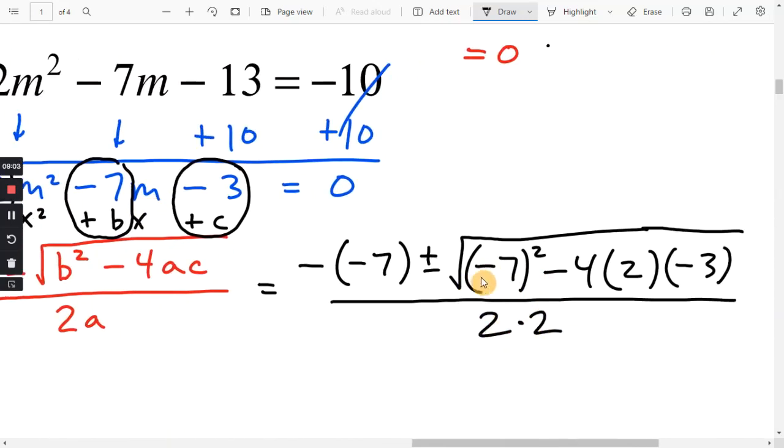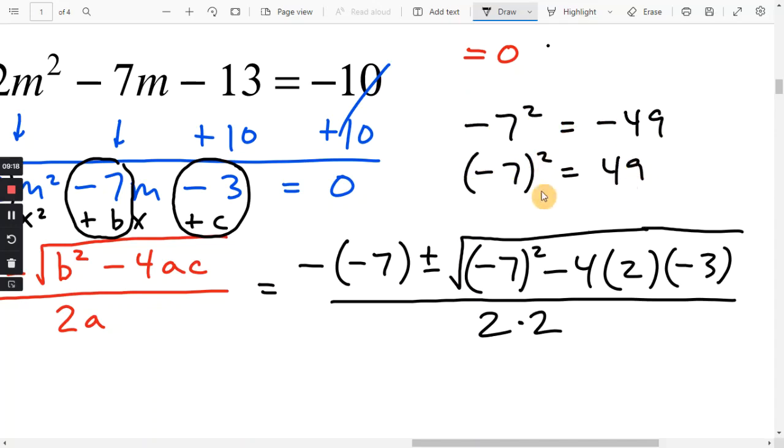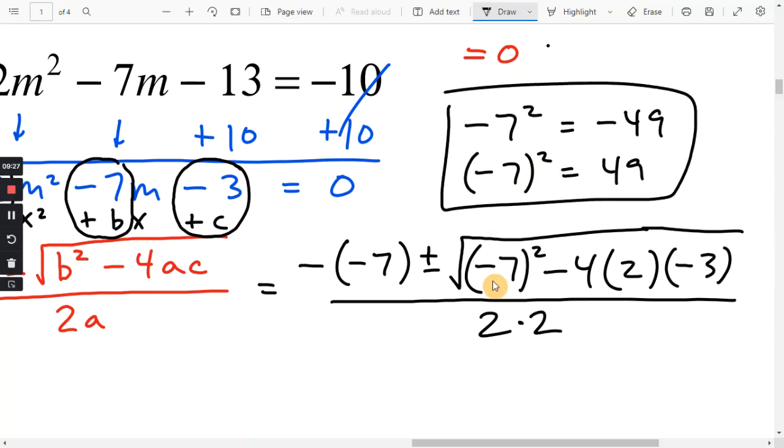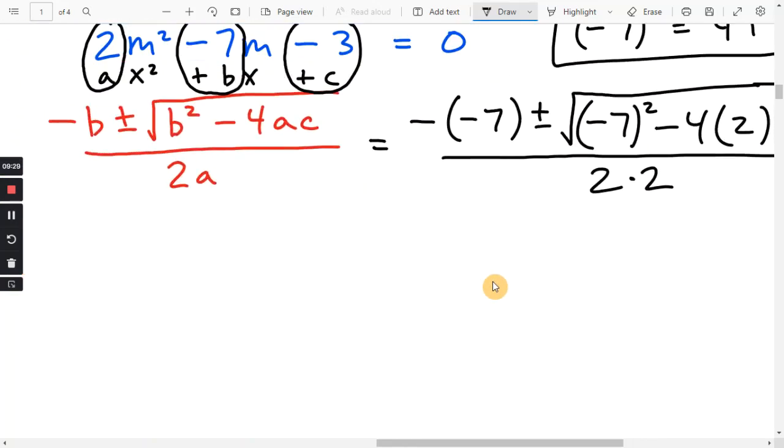Okay, make sure you use parentheses when you square the negatives, okay? Because if you do negative 7 squared, that's going to be negative 49. But if you use parentheses, negative 7 squared, that's positive 49, because the two negatives combined times each other is a positive. All right, so those are two different things. Make sure you use the parentheses.